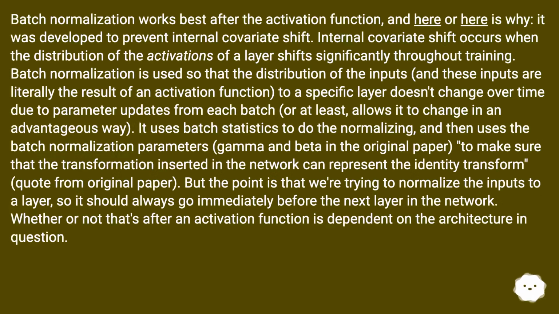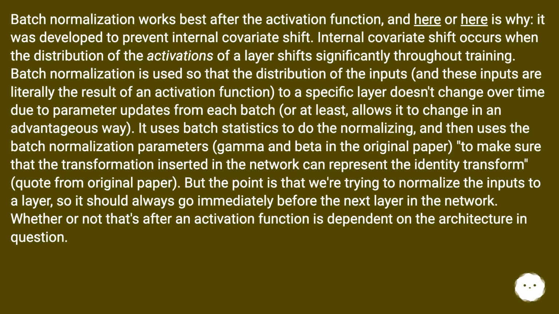Batch normalization works best after the activation function, and here is why. It was developed to prevent internal covariate shift. Internal covariate shift occurs when the distribution of the activations of a layer shifts significantly throughout training. Batch normalization is used so that the distribution of the inputs, and these inputs are literally the result of an activation function, to a specific layer doesn't change over time due to parameter updates from each batch, or at least, allows it to change in an advantageous way.